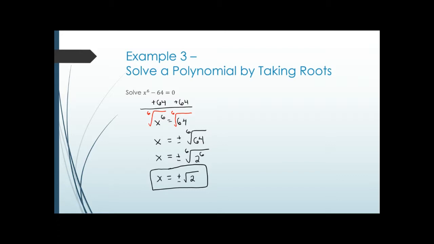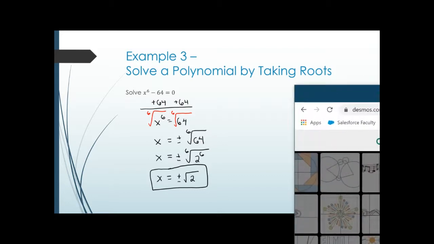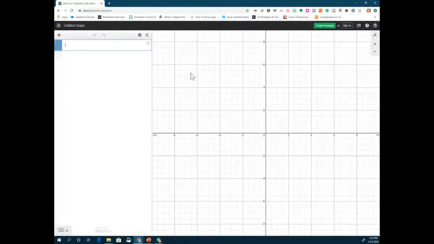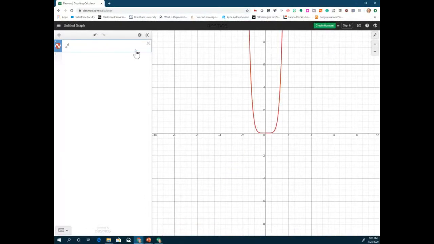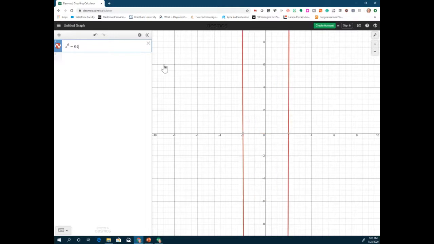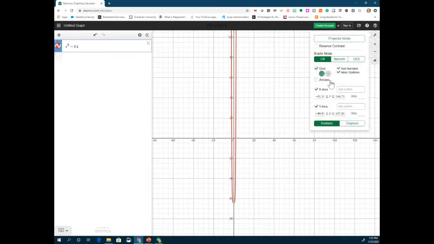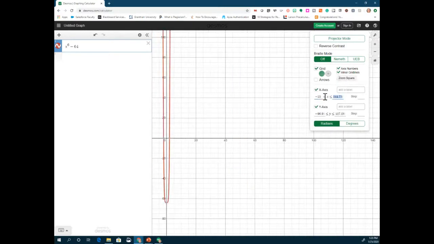And I'm actually going to pull up Desmos just to show you how to check your answer. It's shown a little bit in this section, but they don't go into too much detail here. So I'm going to Desmos, our wonderful graphing calculator, and I'm going to type in x to the 6th minus 64. So our equation we're solving is where this is equal to 0. And so I'm going to zoom out so you can see the whole thing, and then modify the x-axis so it doesn't look so thin.